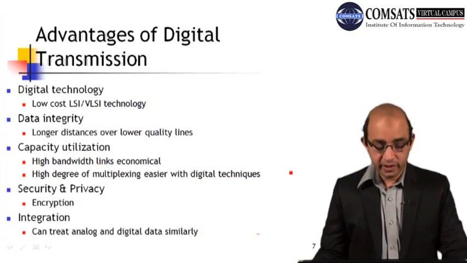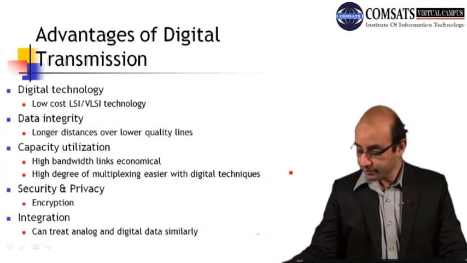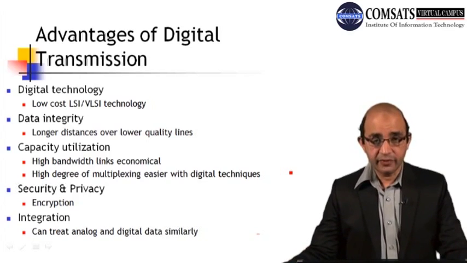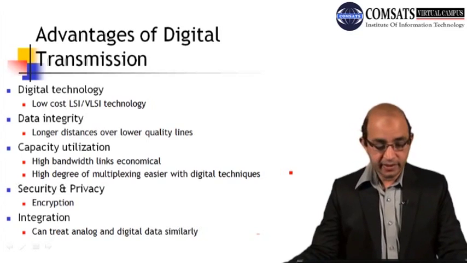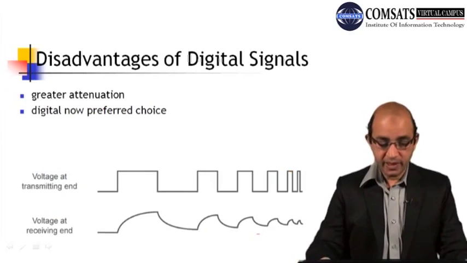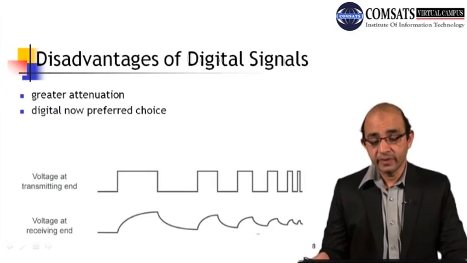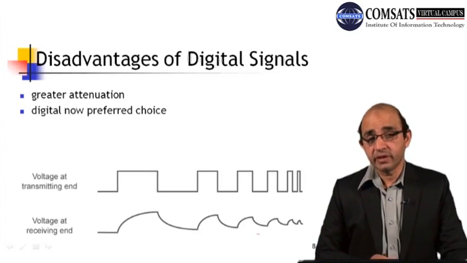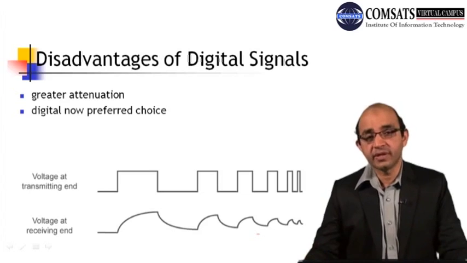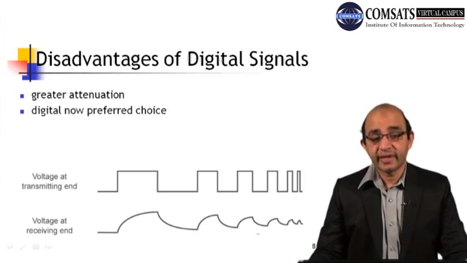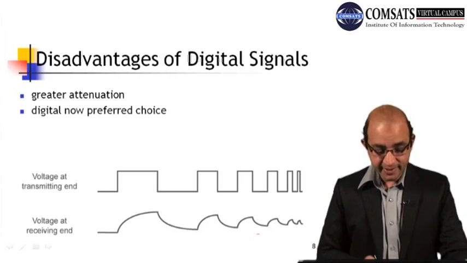Integration: if we talk about integration, we can treat analog and digital data similarly. It's very easy if we have analog on one side and digital on the other side, so integration is less complex. So here are some of the disadvantages and cons of digital signaling. Greater attenuation: as the signal moves or has to traverse longer distances, we have to face attenuation. So here is the example.